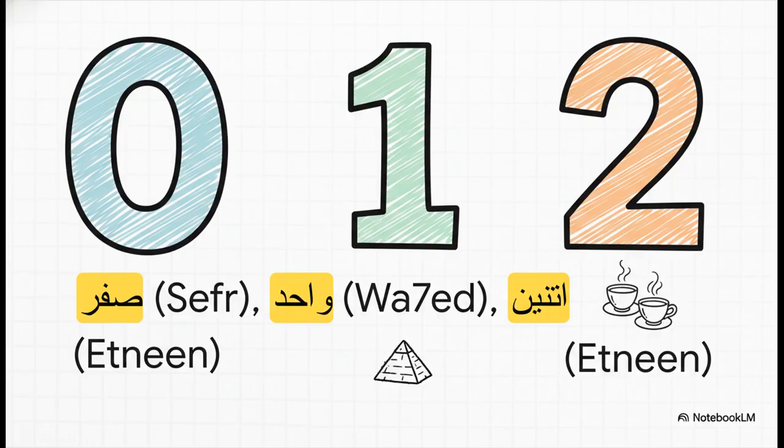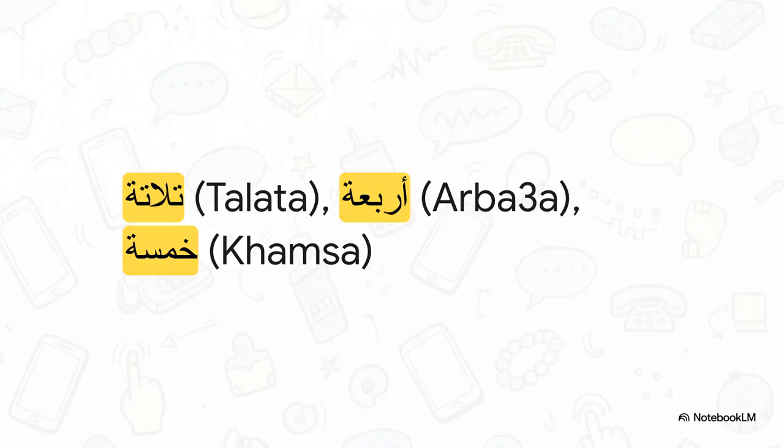Get comfortable with them. Next up, we have 3, 4, and 5. So that's thalatha, arba'a, and khamsa. Now these are great examples of how Egyptian Arabic is different from the formal Arabic you might see in textbooks, and we'll talk more about that in a bit. But first, let's just listen. Thalatha, arba'a, khamsa. All right, your turn to try.